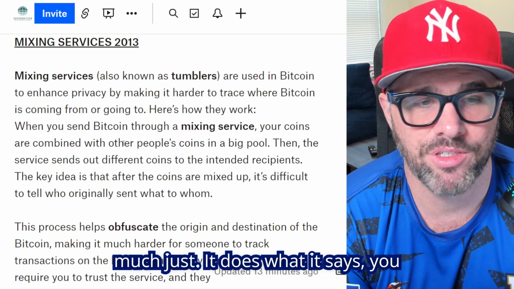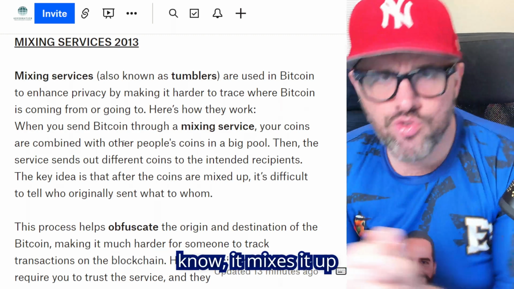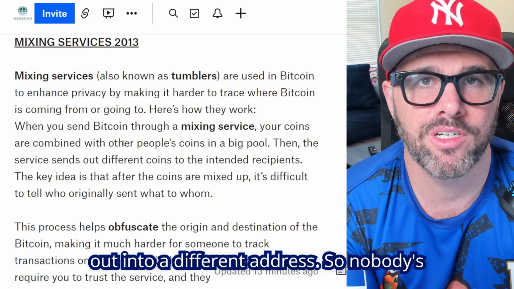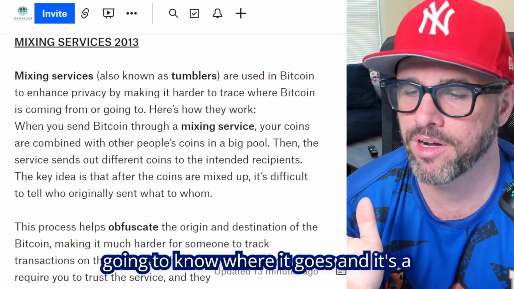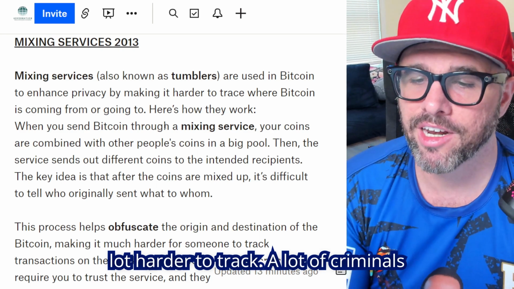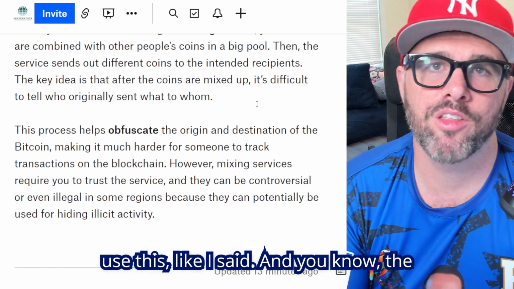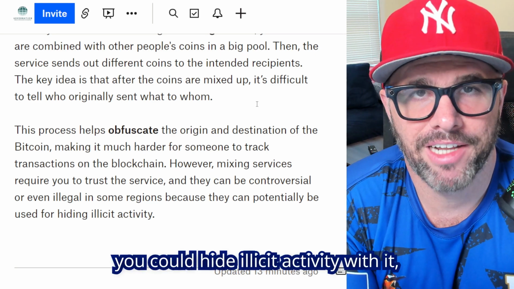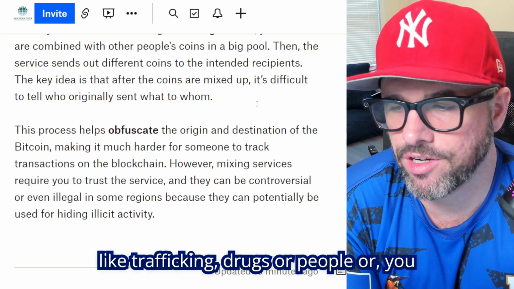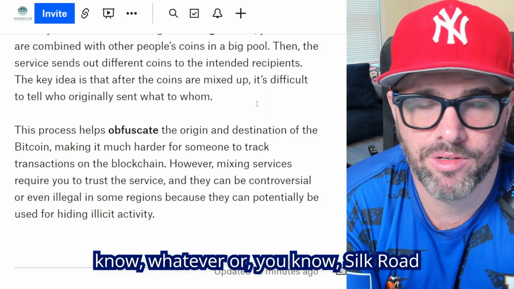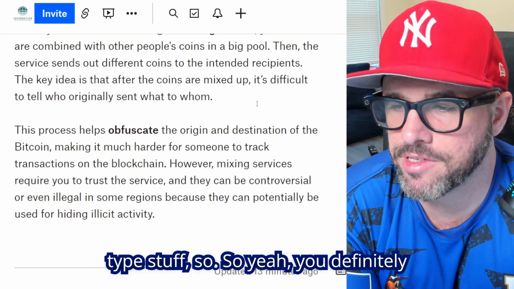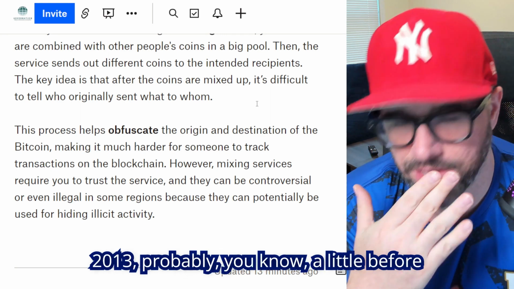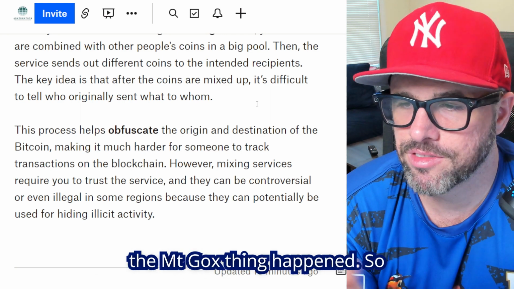And then it pretty much just does what it says. It mixes it up and then it gives it back and spits it out into a different address. So nobody's going to know where it goes and it's a lot harder to track. A lot of criminals use this, like I said. The bad side about this is you could hide illicit activity with it, like trafficking drugs or people or whatever, or Silk Road type stuff. Mixing services came out in 2013, probably a little before the Mount Gox thing happened.